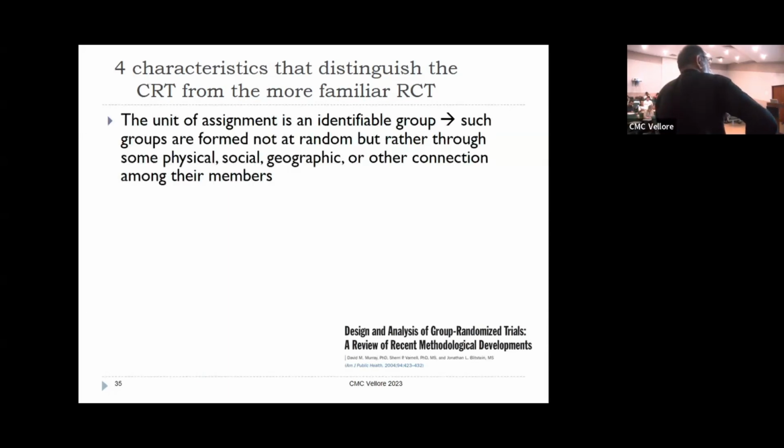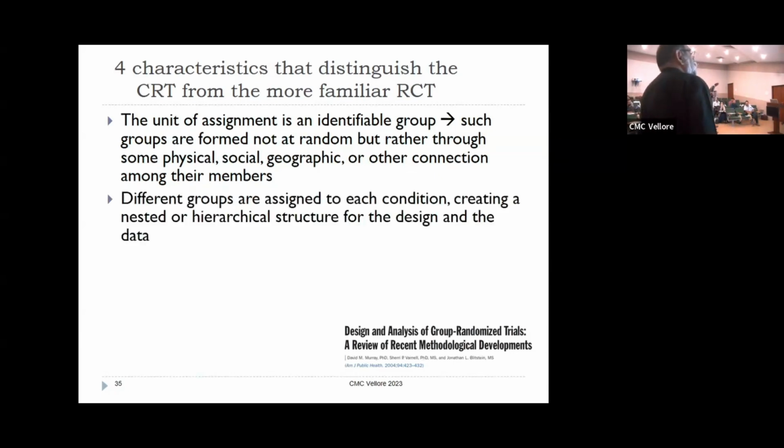Now, there's a great paper here by David Murray on characteristics that distinguish the cluster randomized trial from the more familiar individual randomized control trial. So the unit of assignment here is an identifiable group, not a group that you make up. It's a group that exists, either a clinic, the school, the factory, the village, the community, a church group, something where people themselves have made it into a cluster. It's not formed at random and not formed at all by you as investigator. Oh, I'm going to take the men and the women. That's not the way it works.